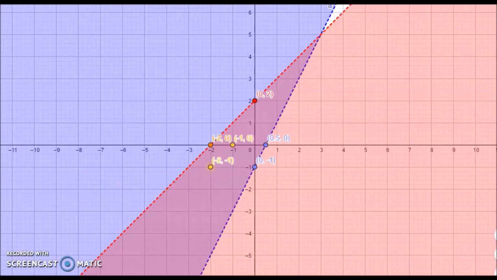Another, we have negative 1, 0, 0, 0, 1, 1, 2, and negative 2, 2. So take note, we can only find the solution set of the system of linear inequalities on the region where the two graphs overlap. Okay, now you can do your activity 1.